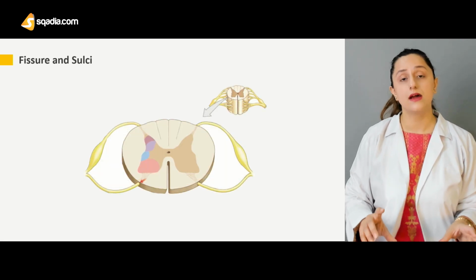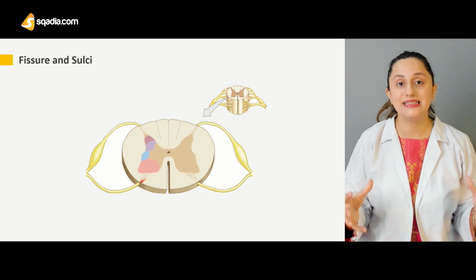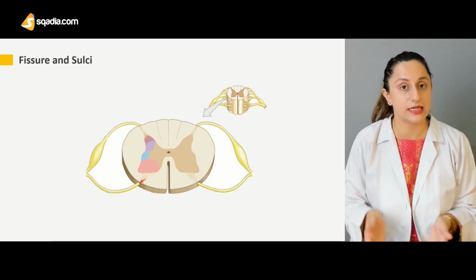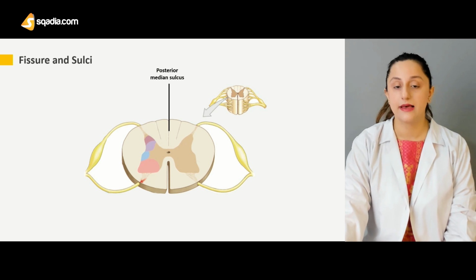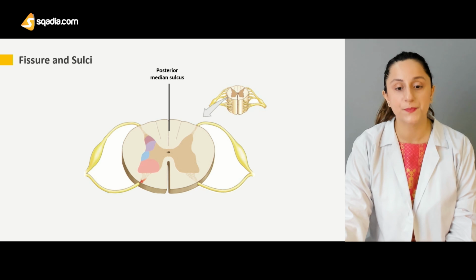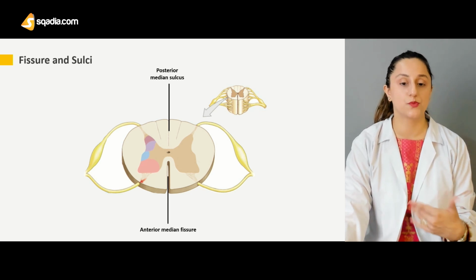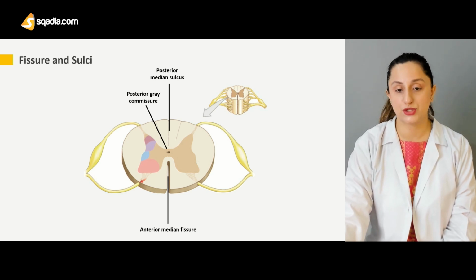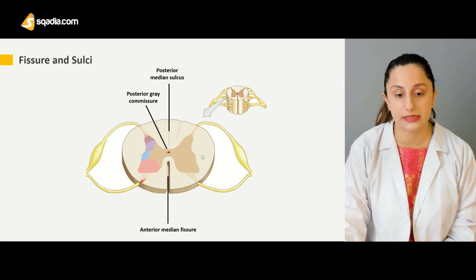Fissures and sulci are also a very important part when we study the cerebral cortices or the cerebral hemispheres. And even over here in the spinal cord, we have the fissures and the sulci that are present. Specifically and primarily, we have a posterior median sulcus. And then we have an anterior median sulcus, which is placed more anteriorly. Now, these sulci are present in the white column.